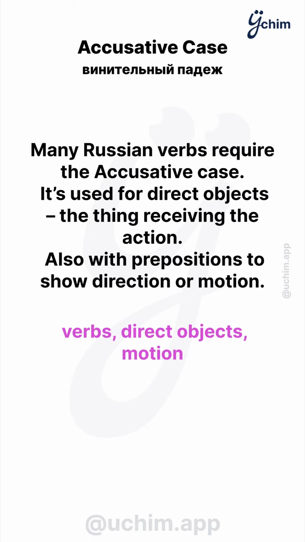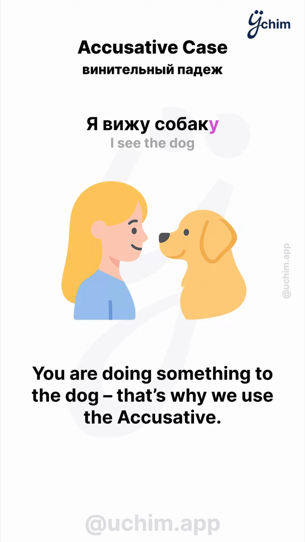The accusative is used for direct objects, meaning the thing that receives the action. It's also used with some prepositions to indicate direction or motion toward something. You use the accusative when someone or something is being affected by an action. For example, I see the dog. Я вижу собаку. You are doing something to the dog. That's why we use the accusative.